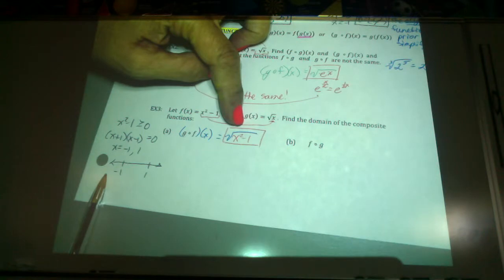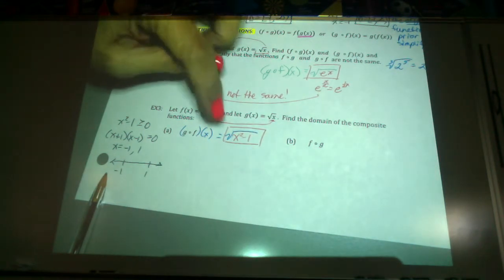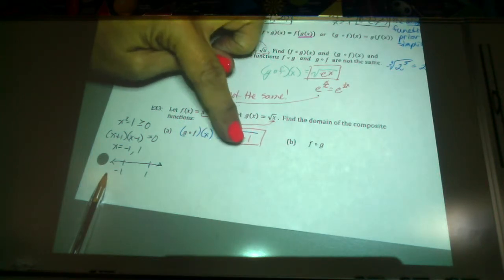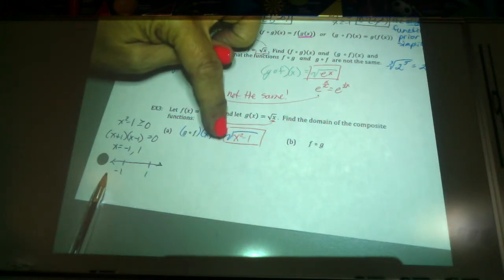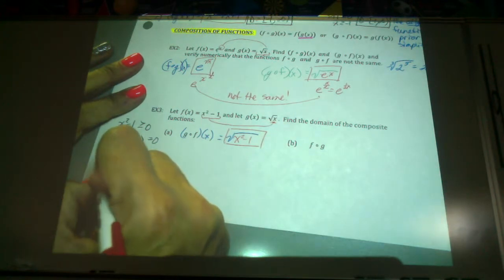So something to the left of negative 1, I don't know, negative 5. If I check negative 5 times negative 5 is 25, minus 1 is 24. Can I take the square root of 24? Yes, it's a positive number. It's not a perfect square, but it's a positive number. I can take it. So isn't that true?